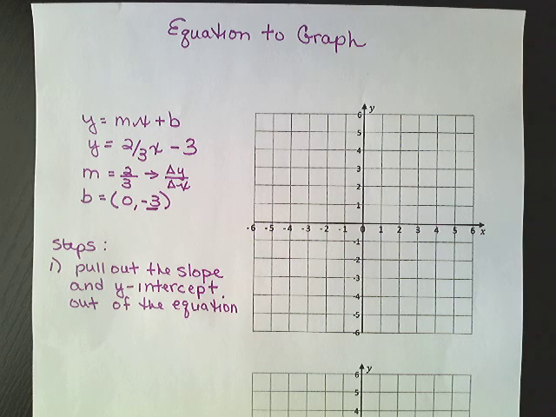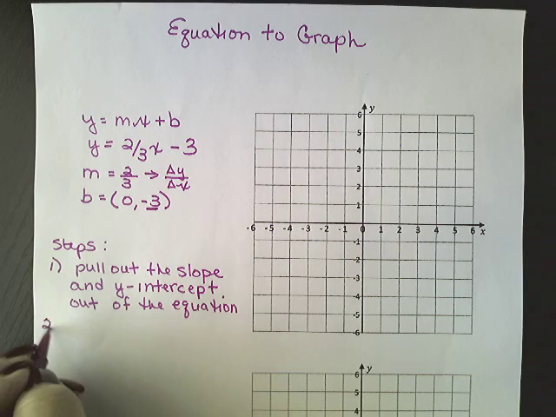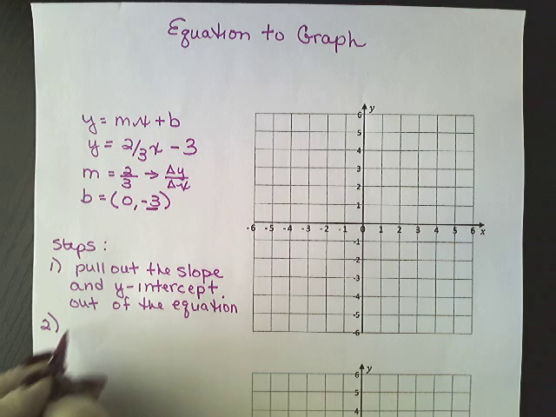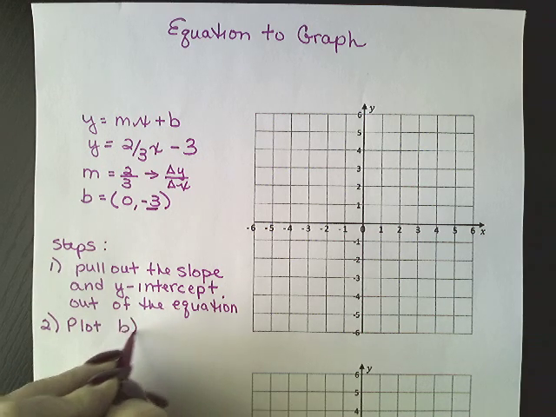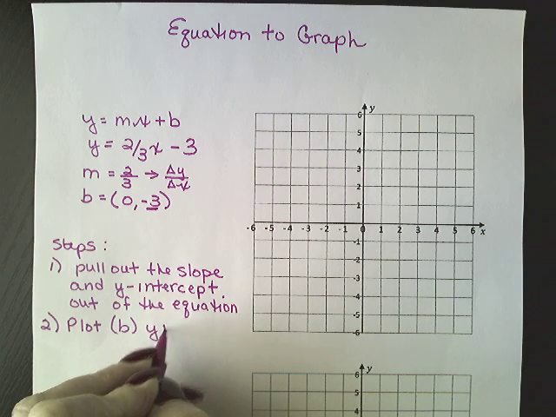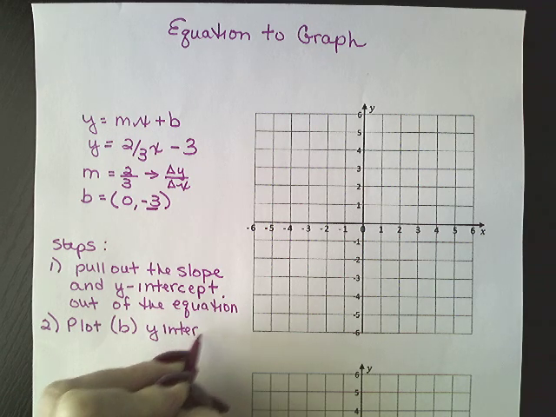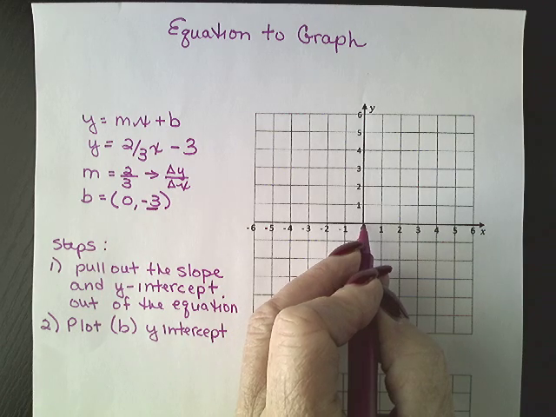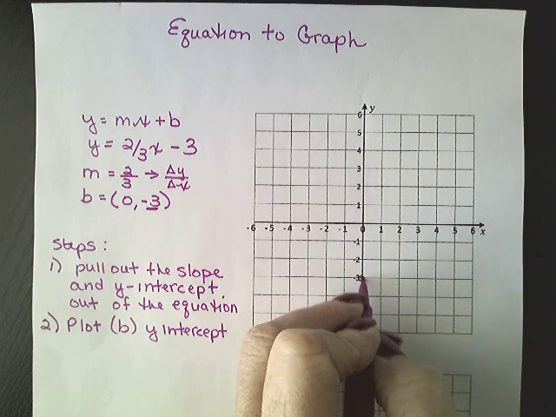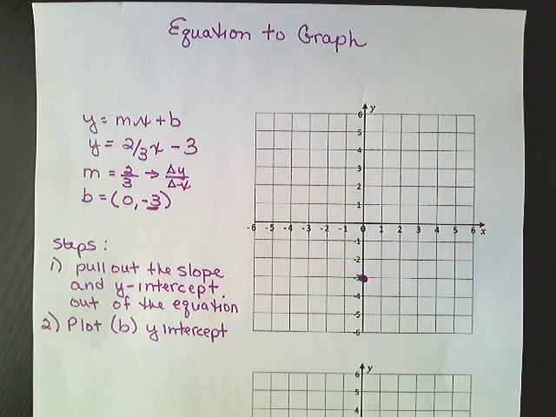Now the first thing that you're going to do with that information is to plot the y-intercept. So plot b, the y-intercept. So we know that that y-intercept is (0, -3). So I'm going to start at 0 and go 1, 2, 3. So there's my y-intercept. I plotted that on the graph.